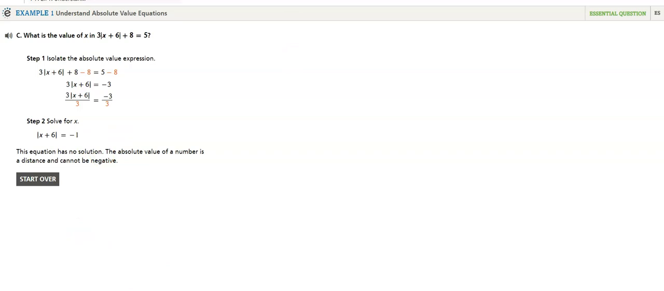So again, write this down in your notes. When you have your equation equaling a negative, it has no solution, because the absolute value of a number is a distance and it cannot be negative.